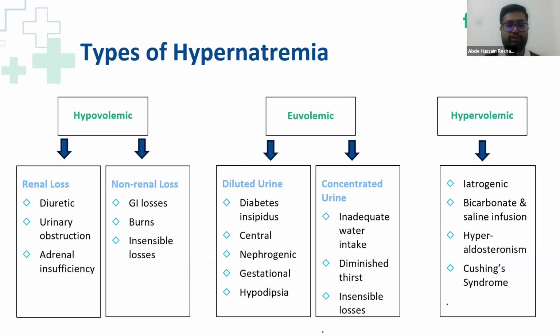The other non-renal losses that we can observe are the GI losses, where we see severe diarrhea or vomiting. Burn patients, there's a severe loss of water in that, and insensible losses that we so often hear people talking about in ICU. Then the euvolemic hypernatremia. Either a diluted urine is produced, although the amount of water that is lost is not at the level we see in the hypovolemic causes. It could be subtle.